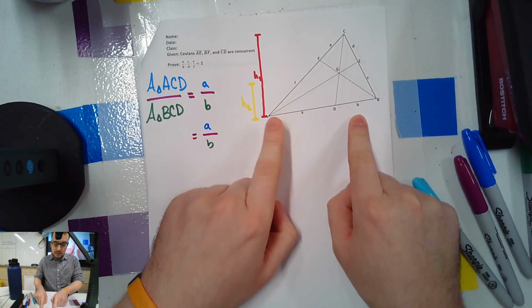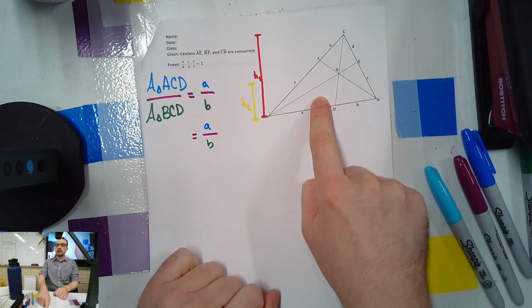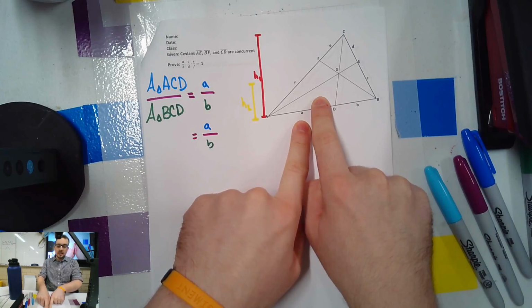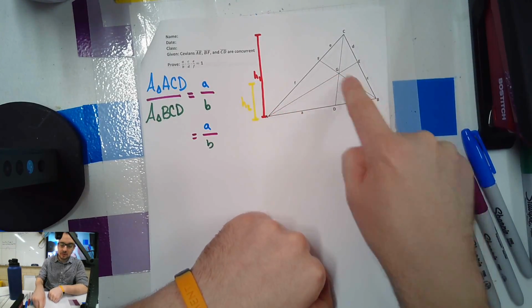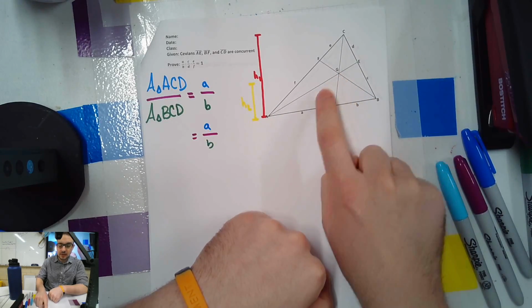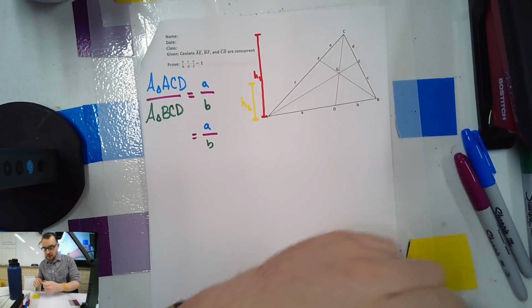AGD and BGD? AGD, yep, this triangle right here, this bottom triangle, it has a base A. And it has the same height as this triangle here, right? We know that because they're part of a bigger triangle, right? So these two triangles also go together. So I'm going to say that their areas are proportional.